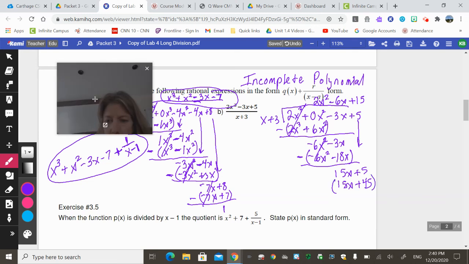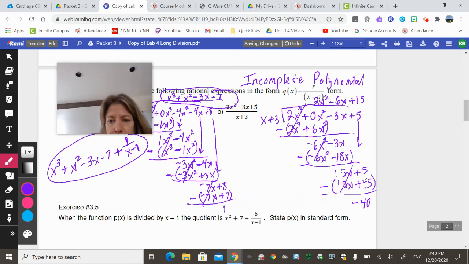Let's subtract. And this cancels. And then 5 minus 45 is negative 40. So in this case, my remainder is negative 40.